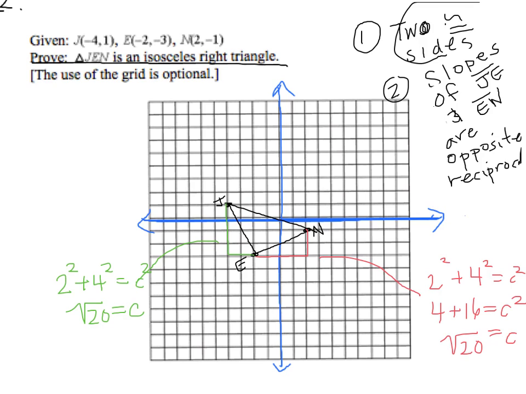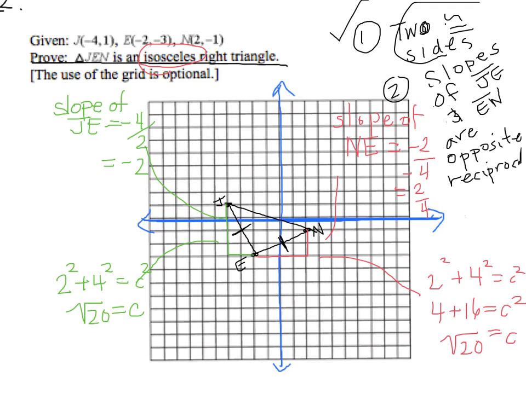We've done the same thing for the measure of NE, where we looked at 2 squared plus 4 squared equals C squared, which is EN, which also gave us radical 20. So we proved our first part, which is that we have 2 sides that are congruent. Let's go ahead and mark them. JE is congruent to EN. So far we know this definitely is an isosceles triangle. Now let's prove it's right.